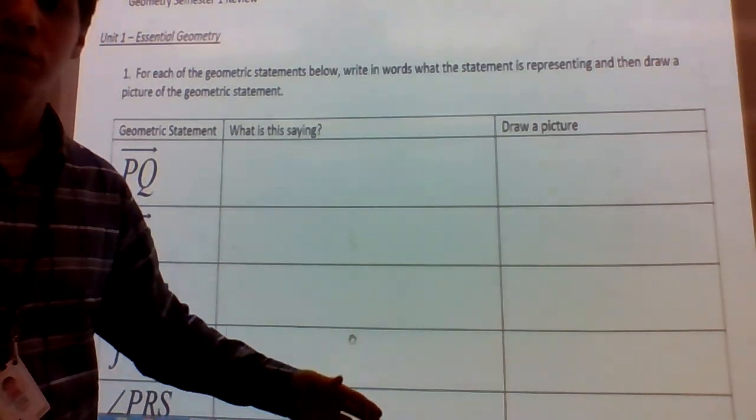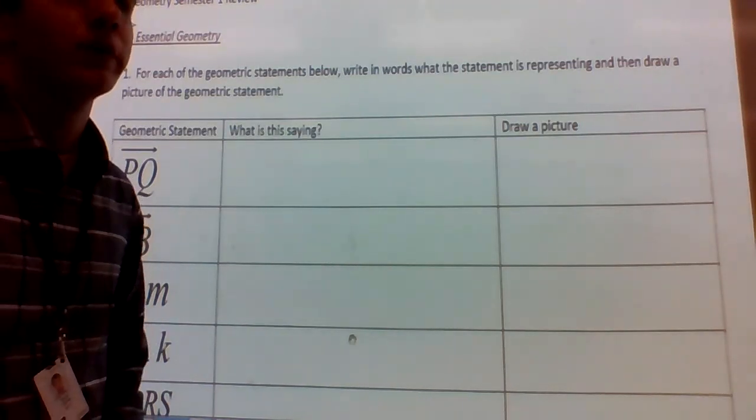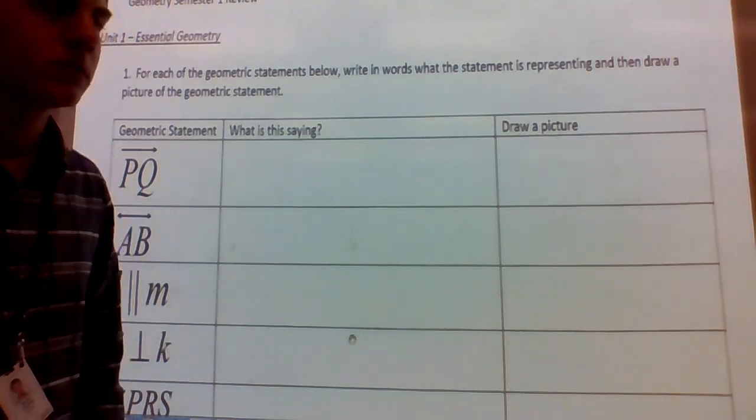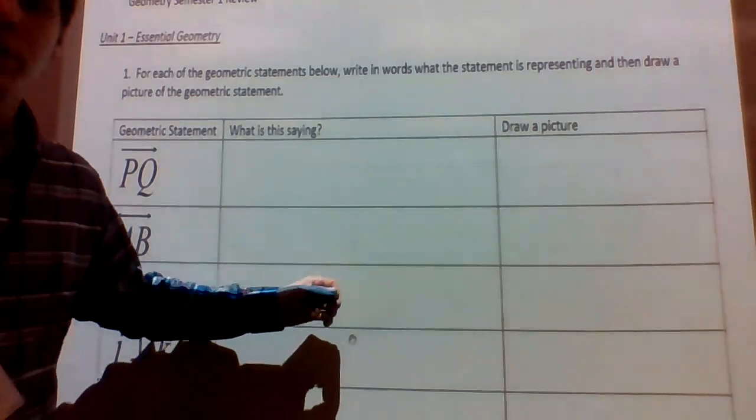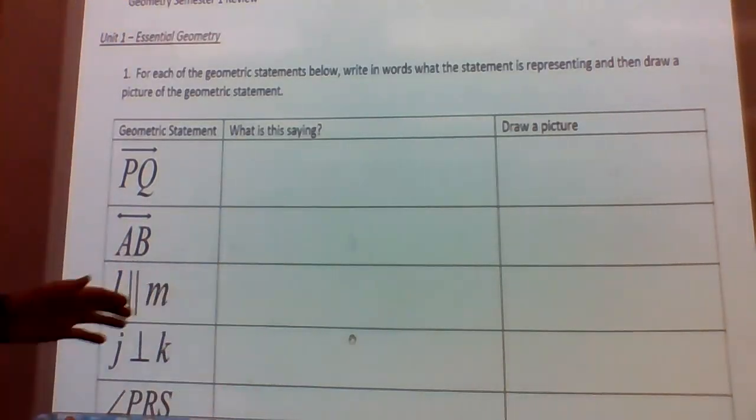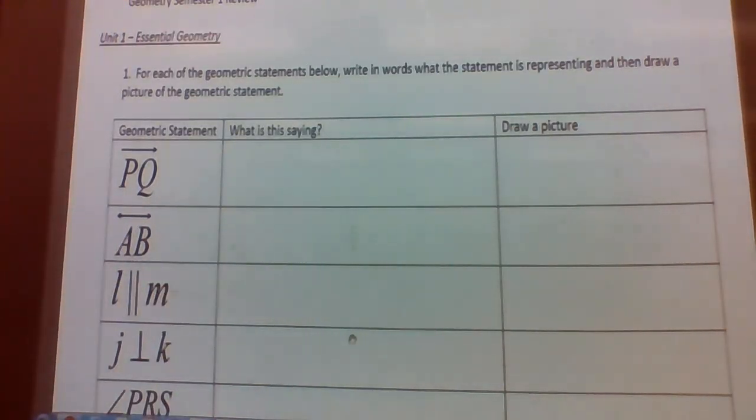This is mostly a review that you guys are gonna have to do at home. We'll have other problems and other things to do in class. So here's the video going over the answers to most of this review. We don't have the Unit 4 stuff on there yet because we haven't finished Unit 4. For each of the geometric statements below, write in words what the statement is representing and then draw a picture of the geometric statement.